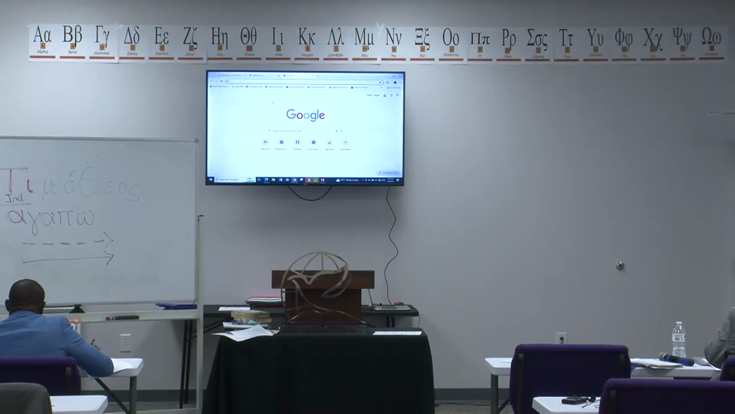So that's the first thing you learn in Greek. We start off with the present tense, and we learn present active indicative. And most of our homework is present active indicative verbs.